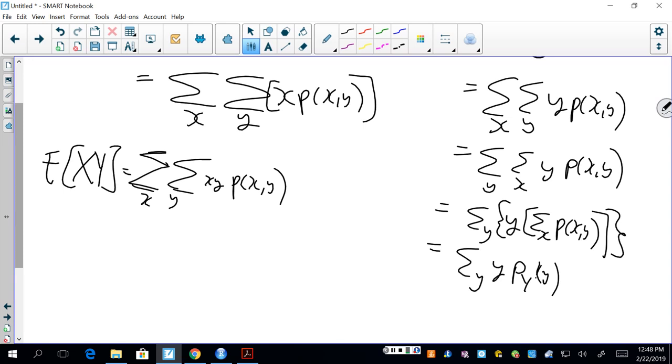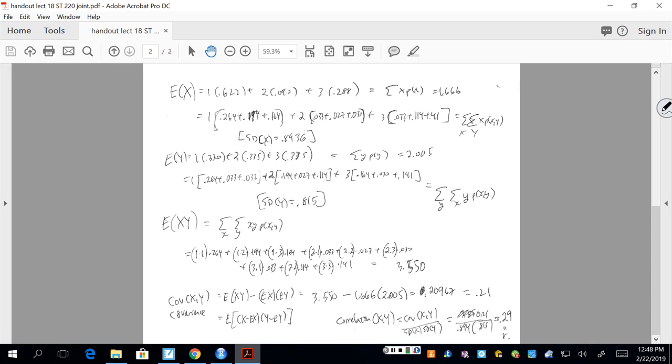So in this example, for this expectation, since there are 9 cases, we have to take all combinations of x and y: 1 times 1, 1 times 2, 1 times 3, 2 times 1, 2 times 2, and so on. And they get multiplied by their 9 probabilities. So you get the expectation of this function x times y, and that ends up being 3.55.